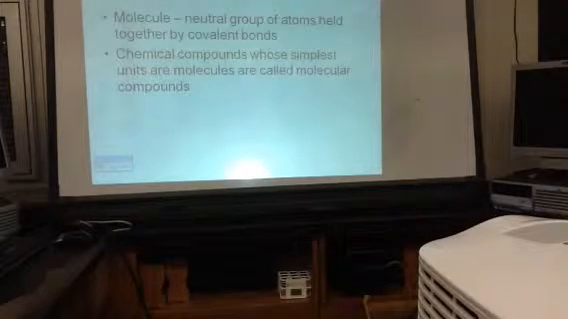If we have a chemical compound whose little pieces and bits are held together with covalent bonds, it's made up of molecules. If it's made up of molecules, it's called a molecular compound. That seems pretty self-explanatory, right? So if something is a molecular compound, what kind of bonds are holding it together? Covalent. Good.